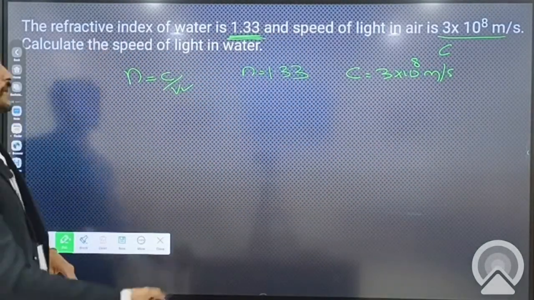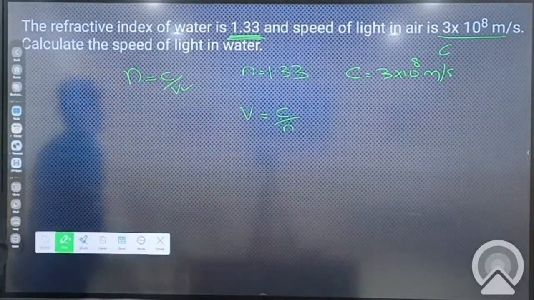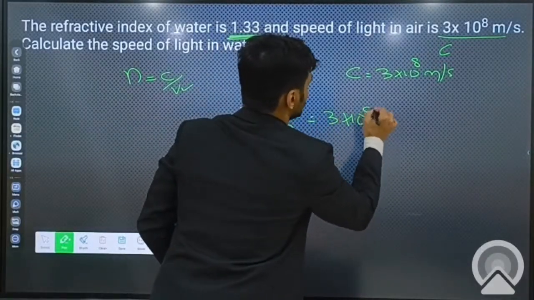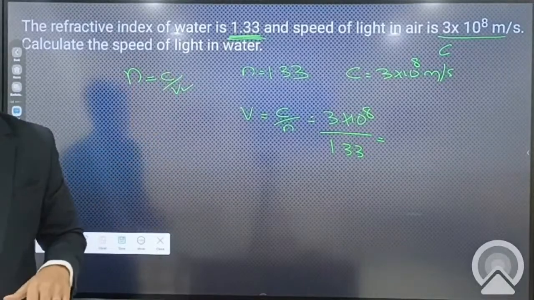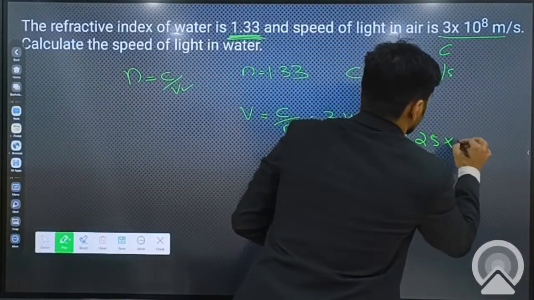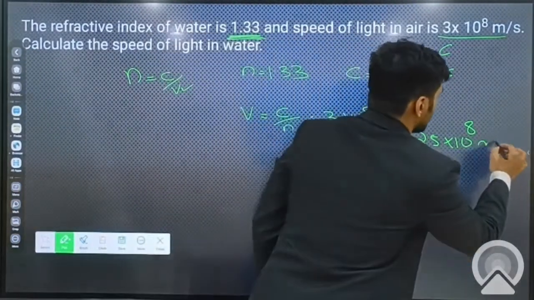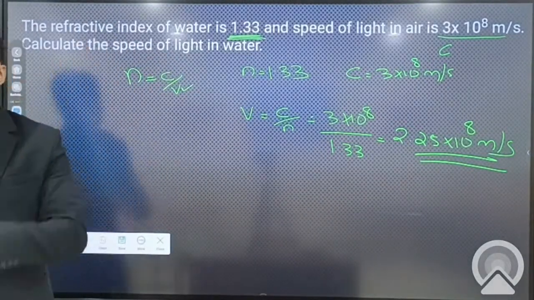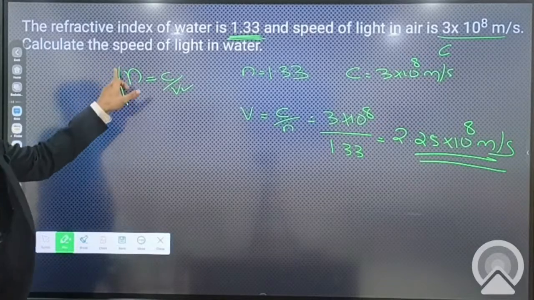So I am rearranging the equation. V will be equal to C by N. Clear? So it will be 3 into 10 raised to 8 divided by 1.33. What is 3 by 1.33? It is around 2.25. So V is 2.25 into 10 raised to 8 meter per second. Clear? This is very simple, right? N equal to C by V, a small equation.